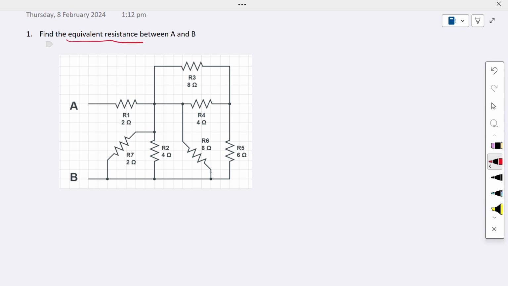The question is to find the equivalent resistance between A and B. Now we can identify the nodes. This large node here is at equivalent potential. We can denote this as the C node. Then this node is denoted as the D node, and this one is denoted as the B node here.